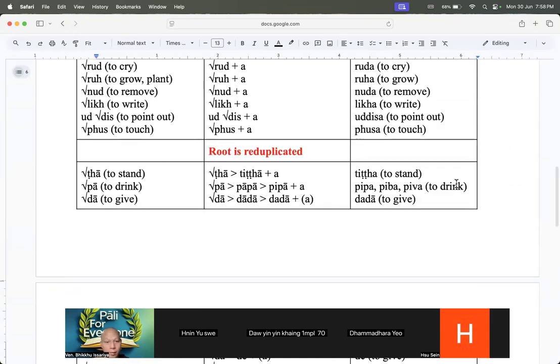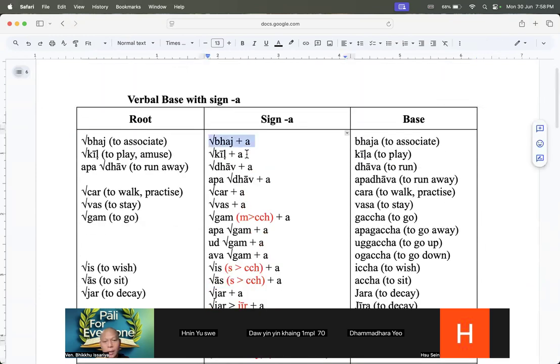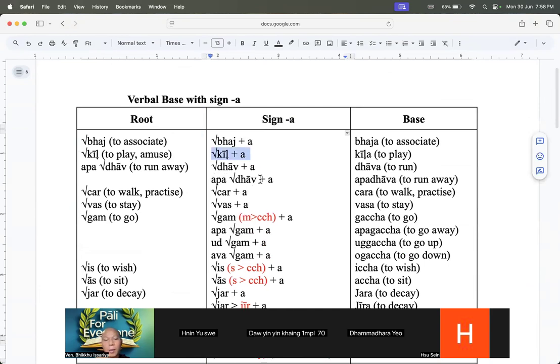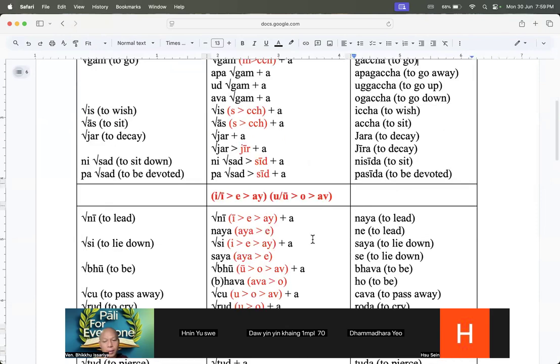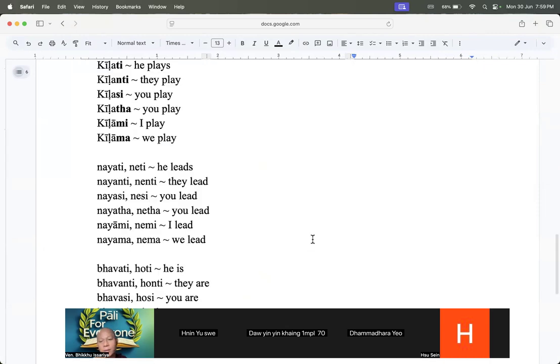So the others are the same as here: bhaj, bhaja; kil, kila; dhav, dhava; like that. And then car, cara; vas, vasa; and bhaj, bhaja, and so on. So very simple. Okay, is there any question?